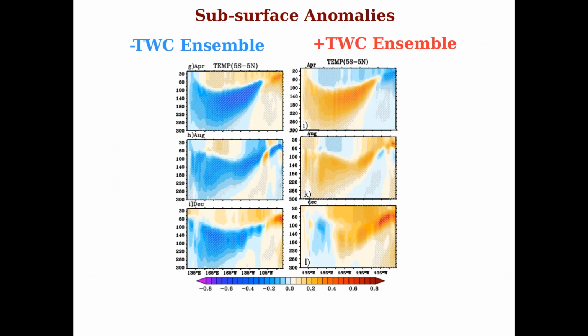Here I will show the subsurface anomaly. You can see there is a discharge phase in April, like a mirror image of the TWC, but this propagation is slower and it didn't reach the East Pacific fully, which is still warming, and that's why maybe it didn't turn up as a La Nina event.